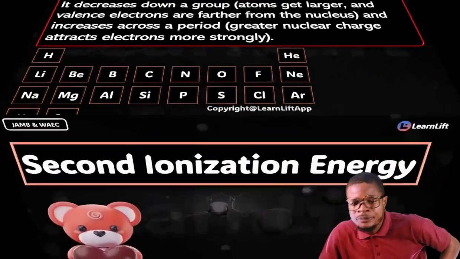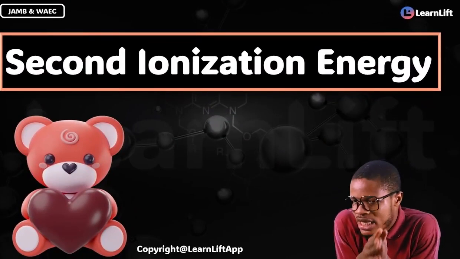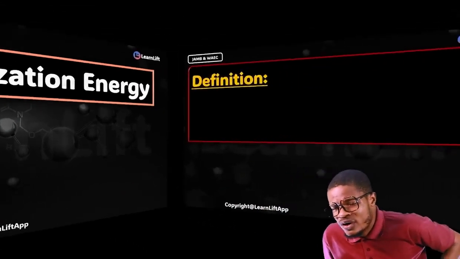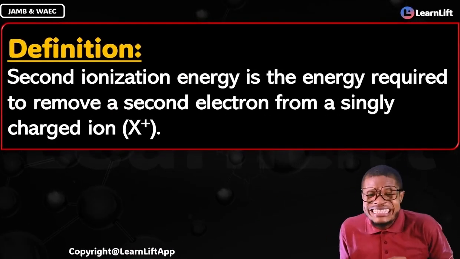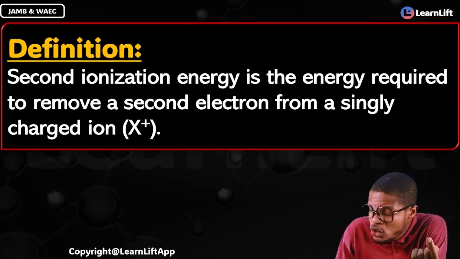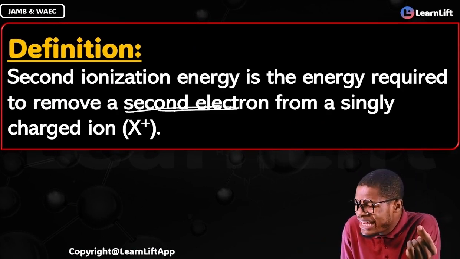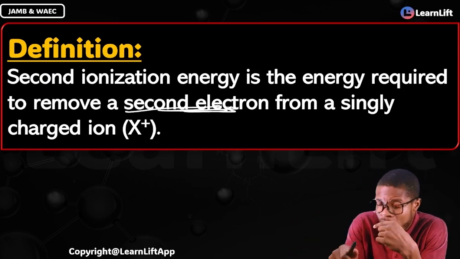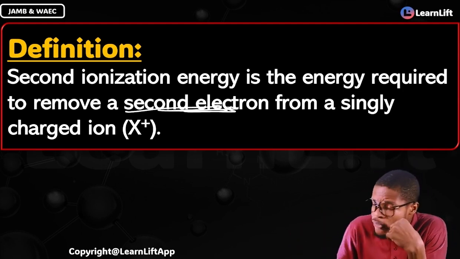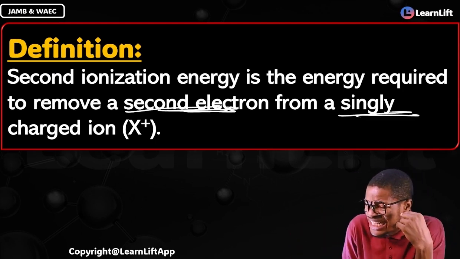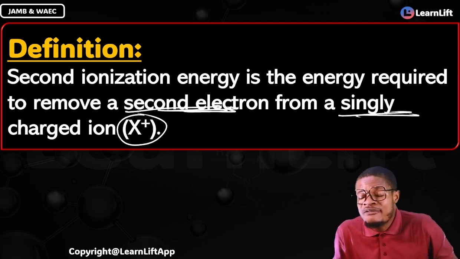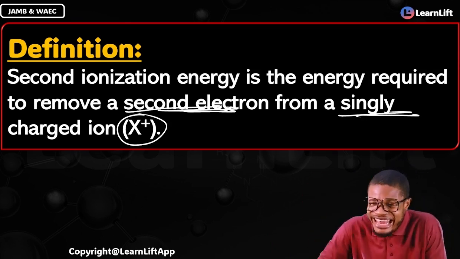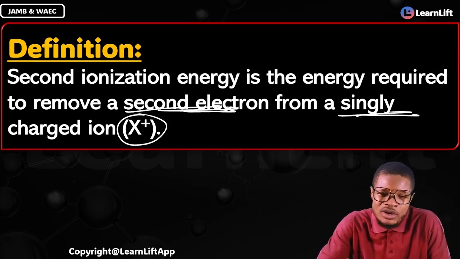If you get this very quickly with me, what is now your second ionization energy? Very simple. When we talk in terms of second ionization energy, I like not to forget this. What's the definition? It's very simple. It is the energy that is required to remove a second electron. The first has been removed. Now you want to remove a second electron from a singly charged ion. So that ion must have one charge first. You want to now remove another electron from it. That is called your second ionization energy.